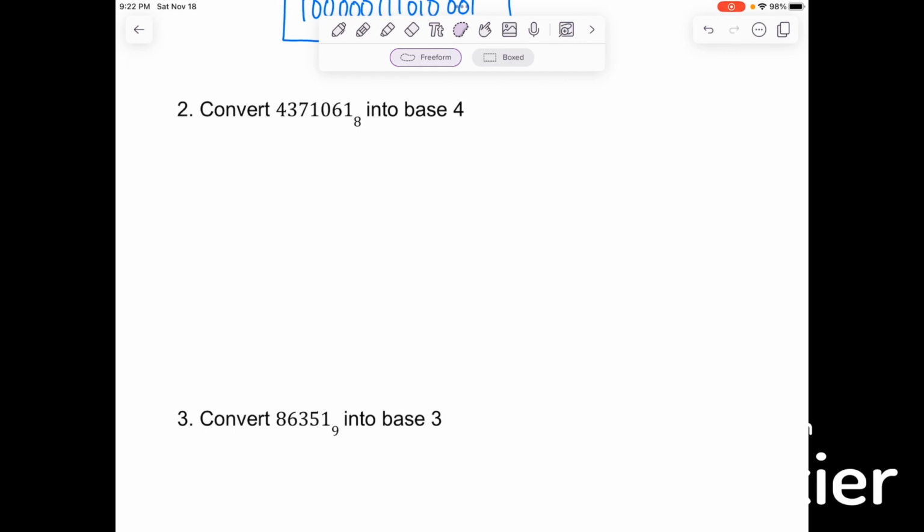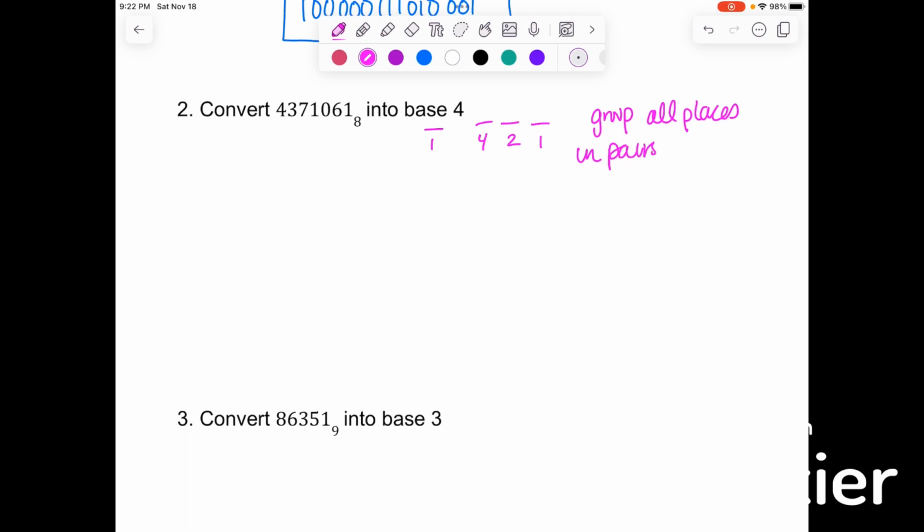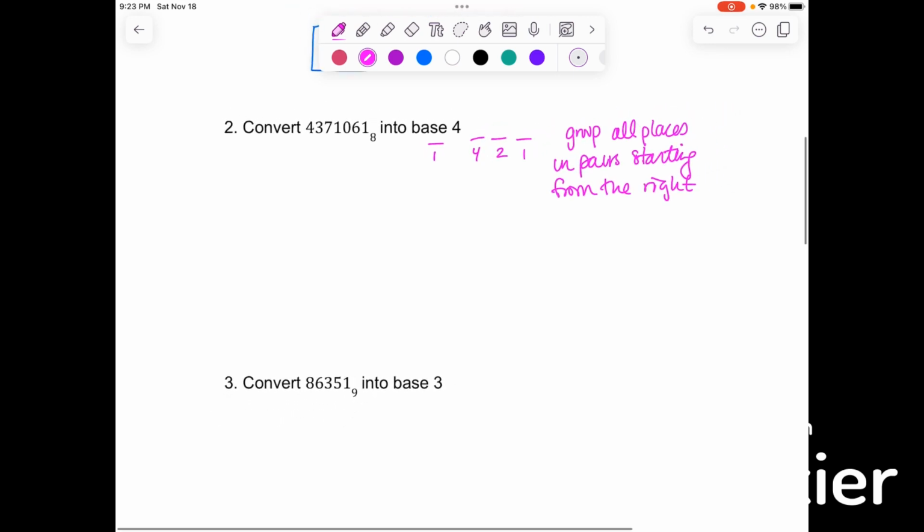All right, when I'm converting from base 8 into base 4, what we're going to do is take every one digit in base 8, and replace it with 3 digits in base 2. And then what we can do is group all the places in pairs starting from the right. And the reason why we can do this is because of the way that the different powers of 2 work.